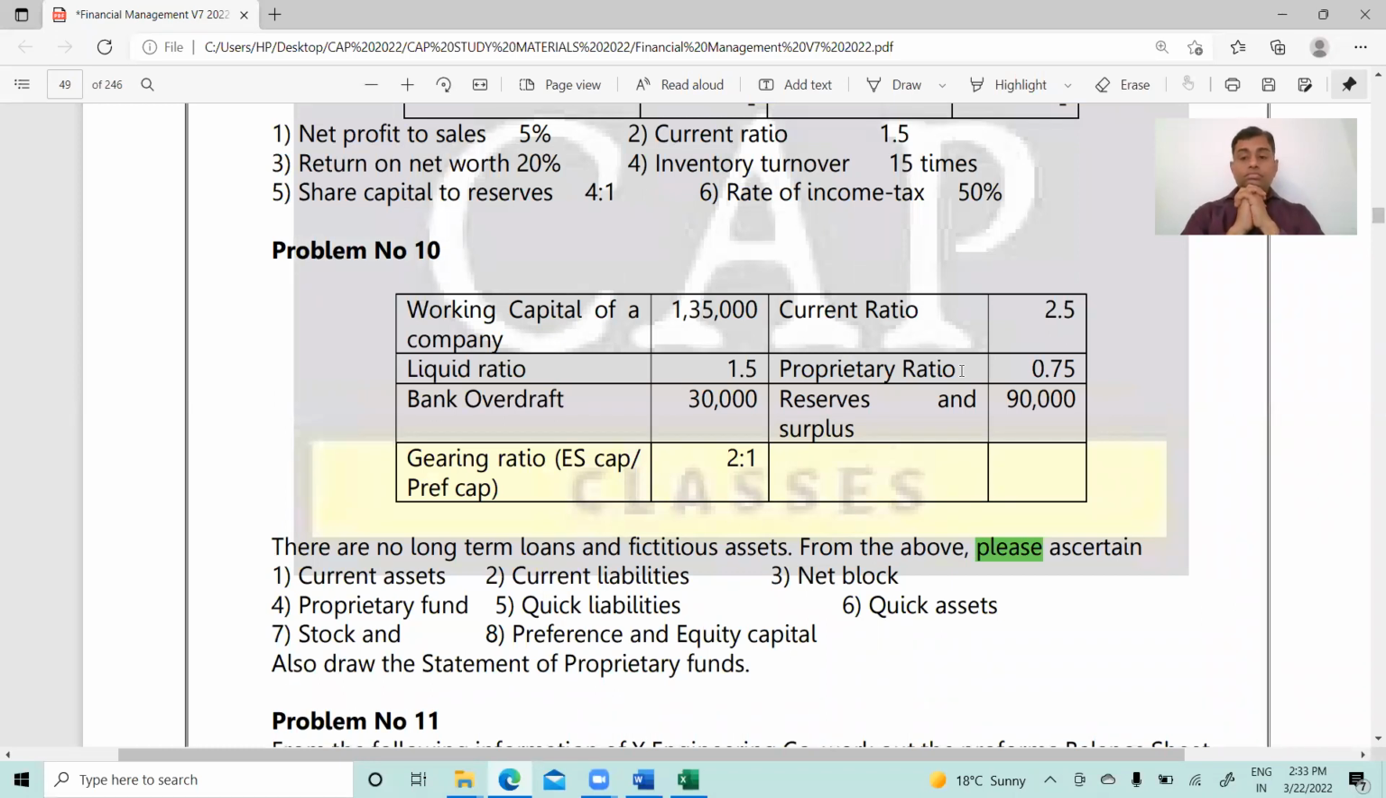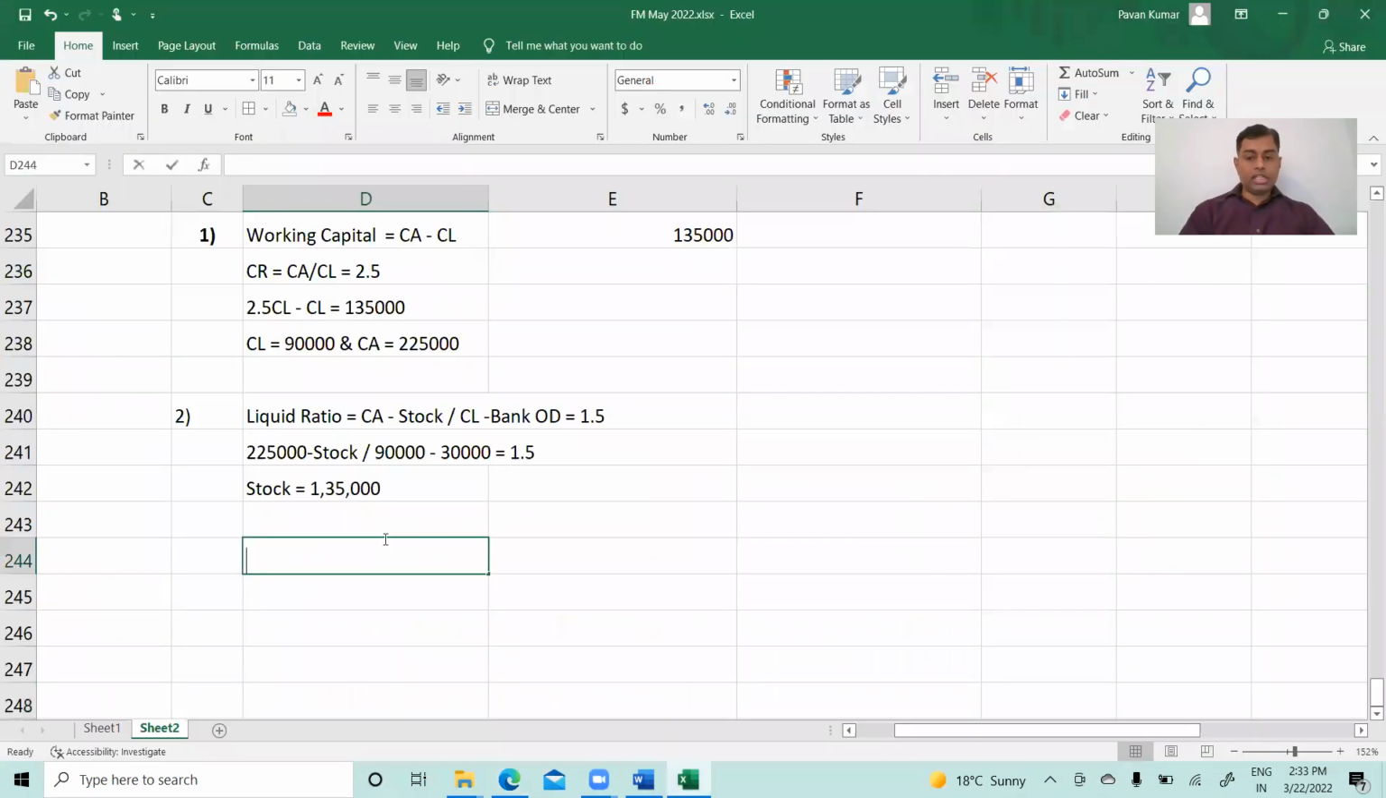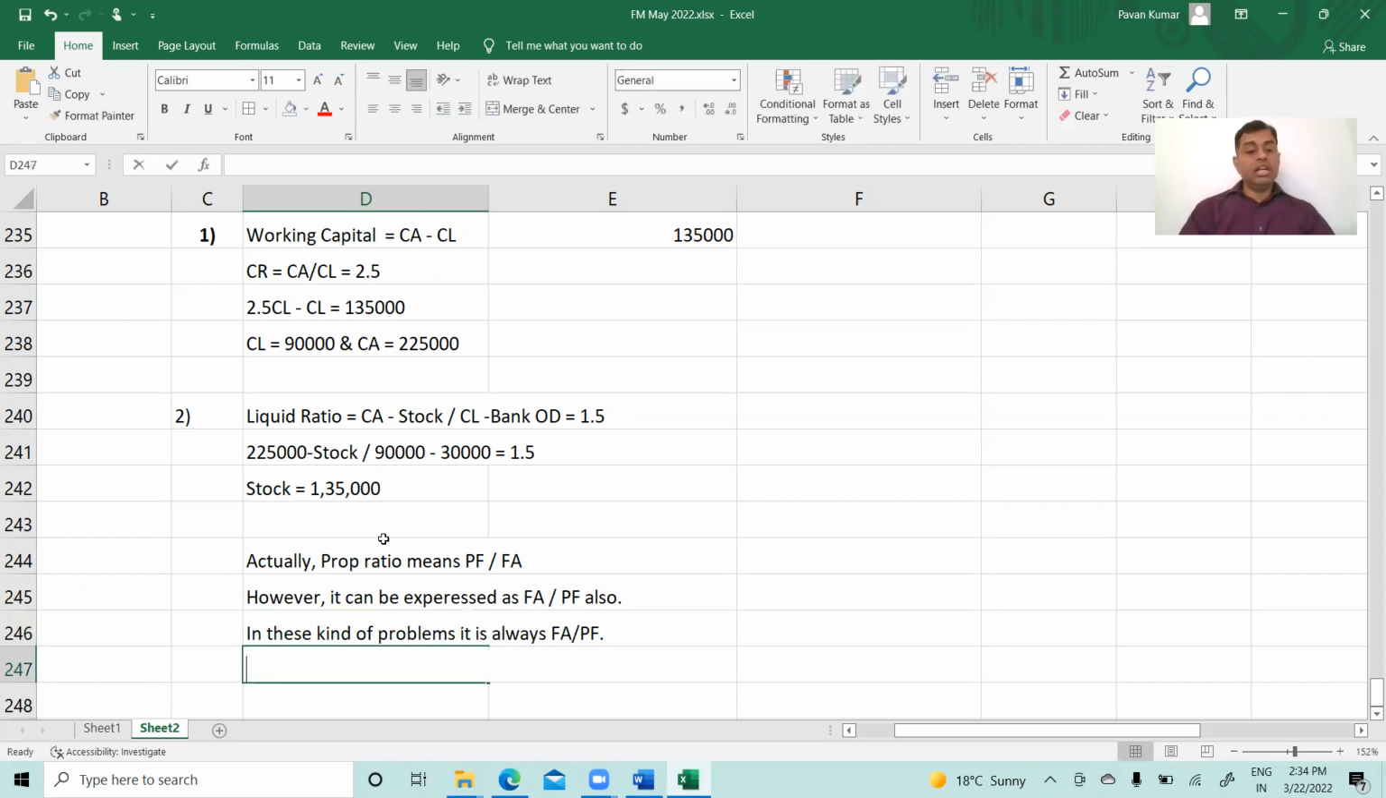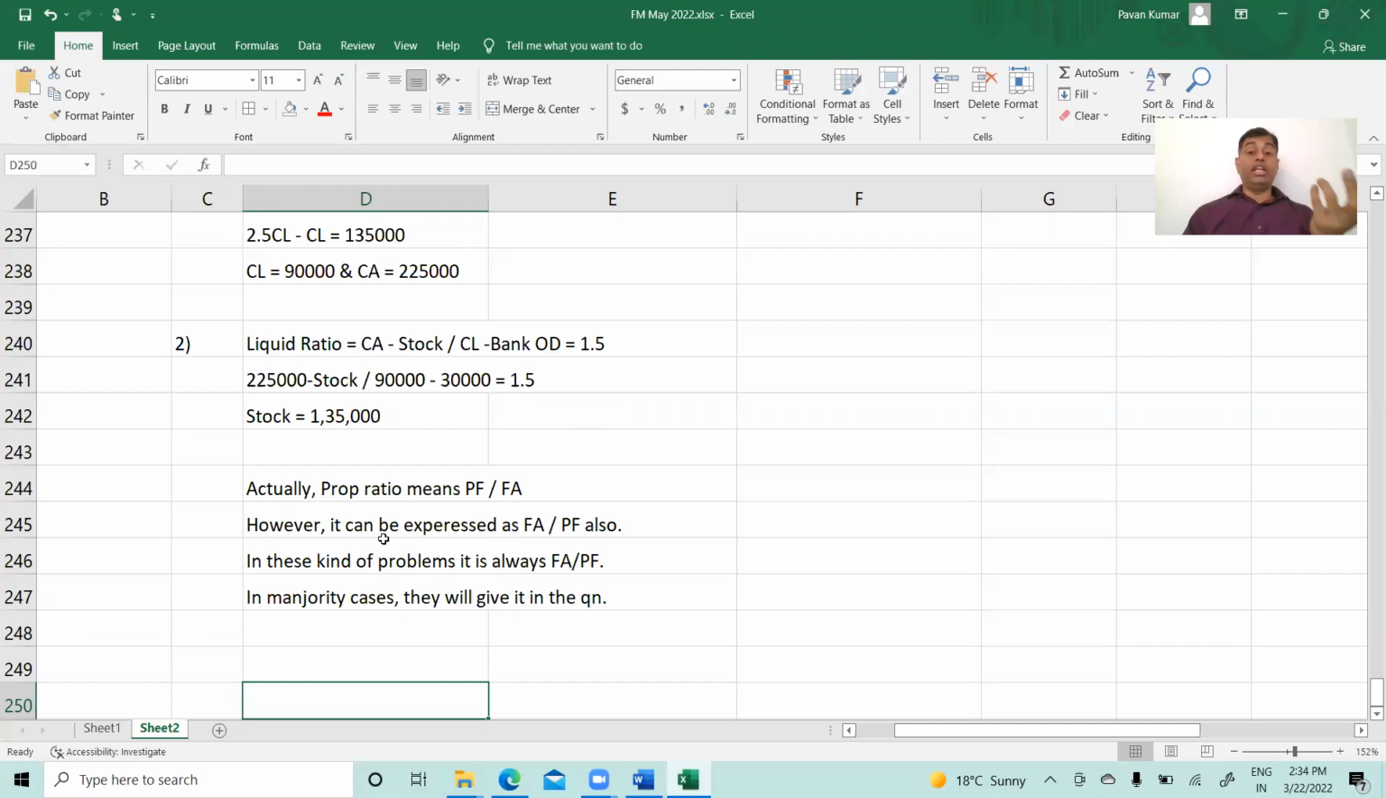Sandeep, now you understand? Actual proprietary ratio is PF by FA. Actually, proprietary ratio means proprietor funds by fixed assets. However, it can be expressed as fixed assets by proprietor funds also. In these kind of problems, it is always fixed assets by proprietor funds. In majority cases, they will give the formula in the question, but you can't trust ICAI. Sometimes they'll not give you, sometimes they'll give you. That's all.